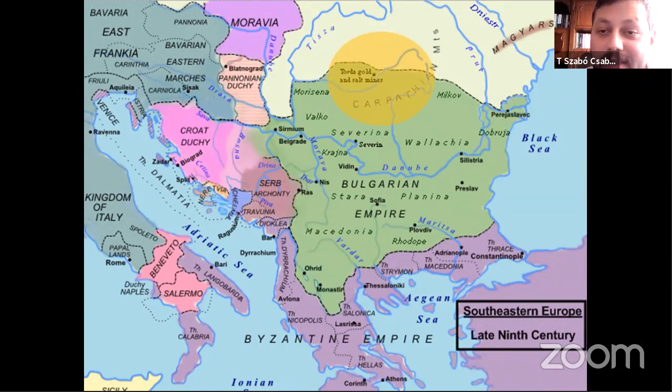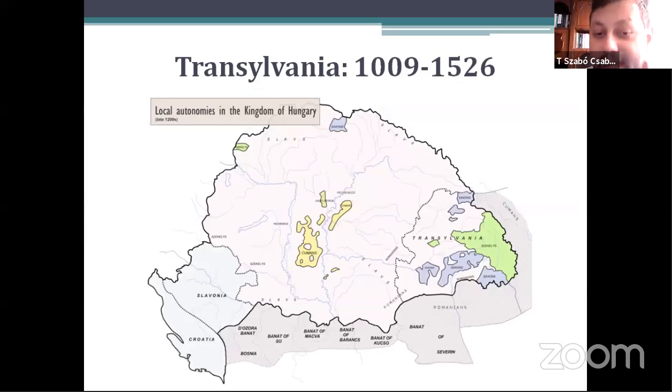So Hungarians arrive in this area populated by Slavonic people, Bulgarians, and very probably also Latin-speaking Romanians, who were already part of this big East European cultural mixture in this period. For the first time after the Roman Empire collapsed, Transylvania will be part again of a statehood. That is the Hungarian kingdom between 1009 and 1526. So for more than 500 years, Transylvania is part of the Hungarian kingdom.